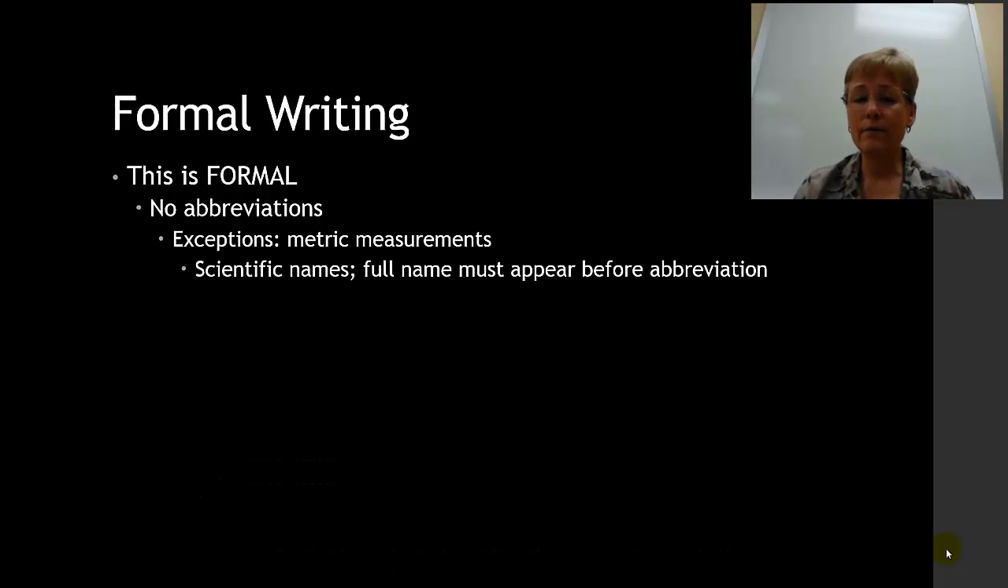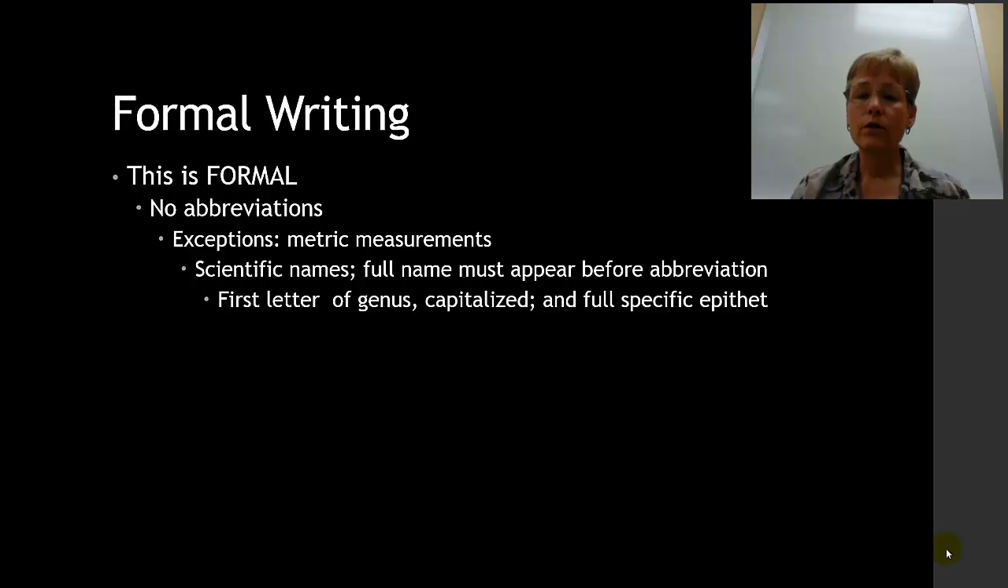For scientific names, you can abbreviate it kind of, if you know how to abbreviate it. So the first time you write the scientific name, it must be written out completely, exactly like we talked about in class, with the genus capitalized, the species or the specific epithet lowercase, and the whole thing in italics. But the second time you do it in the same paper, you can use just the first letter of the genus capitalized, and then the full specific epithet. So you could use H. sapiens instead of Homo sapiens, and that is fine.